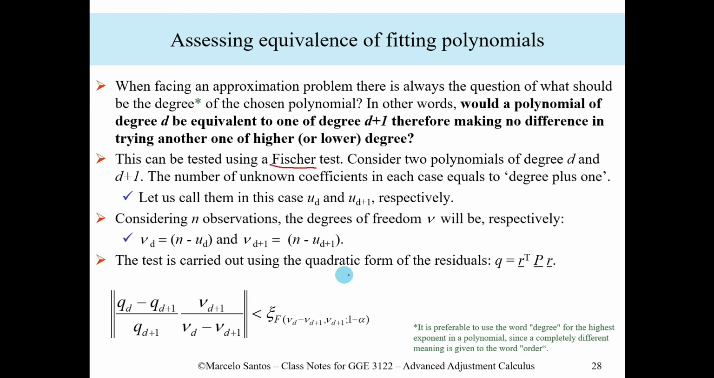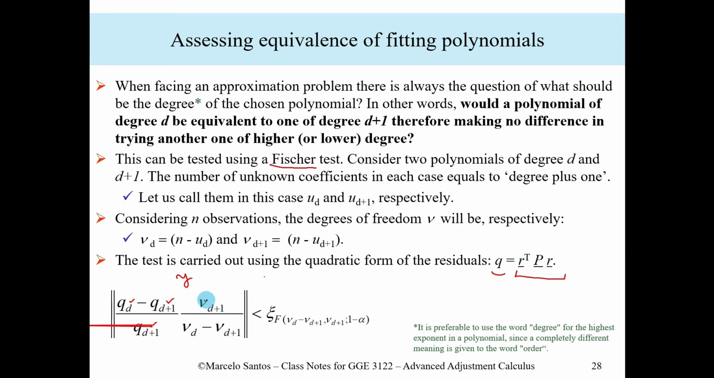The test is carried out using the quadratic form of the residuals. So Q is the quadratic form of the residuals, and here is the statistic. The statistic y is formed by the absolute value of the product of two ratios. The first ratio is the difference between the quadratic form of the residuals for the polynomial of degree d minus the same quantity for the polynomial of degree d plus 1, divided by the quadratic form of the polynomial of degree d plus 1.